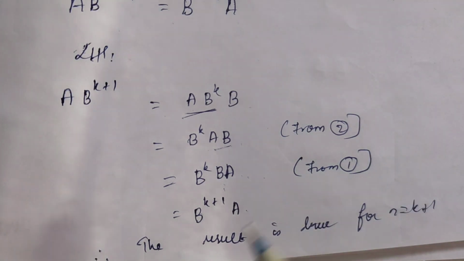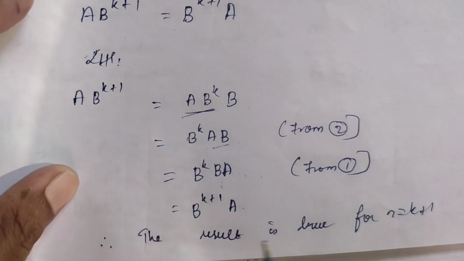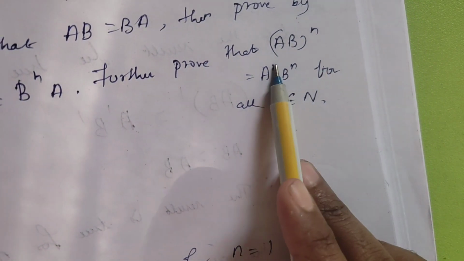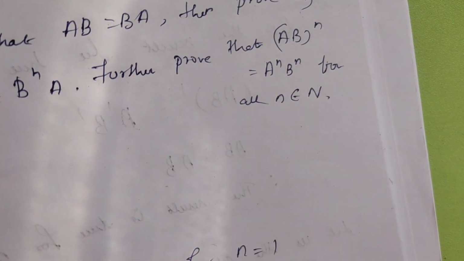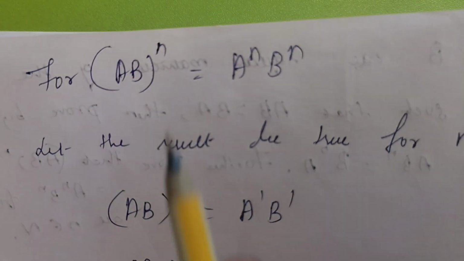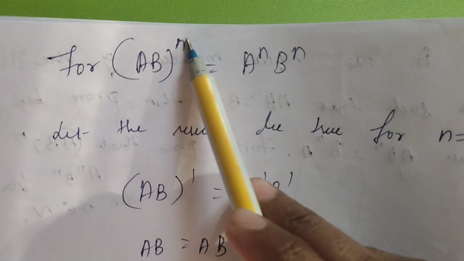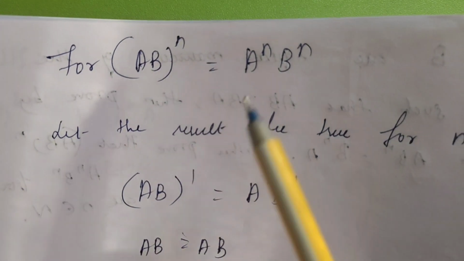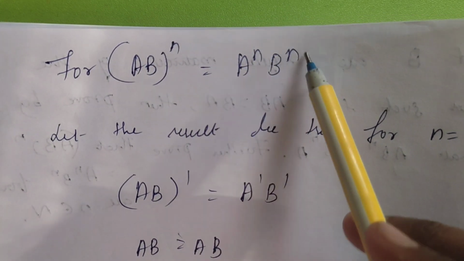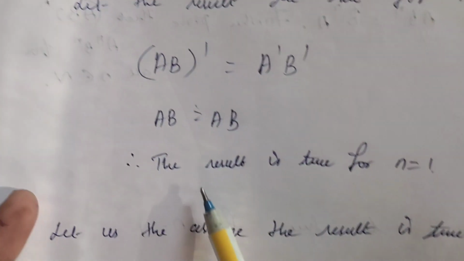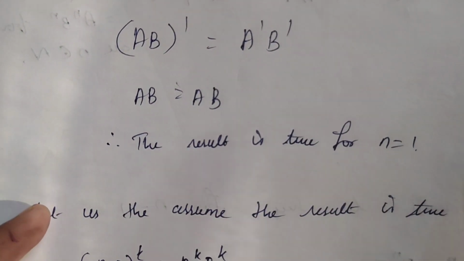The next part of this question is (AB)^n is equal to A^n B^n. We have to prove this. First we have to prove this for n is equal to 1. So substitute n is equal to 1. (AB)^n becomes A^1 B^1, that is A into B. AB is equal to AB. It is obvious. Therefore the result is true for n is equal to 1.